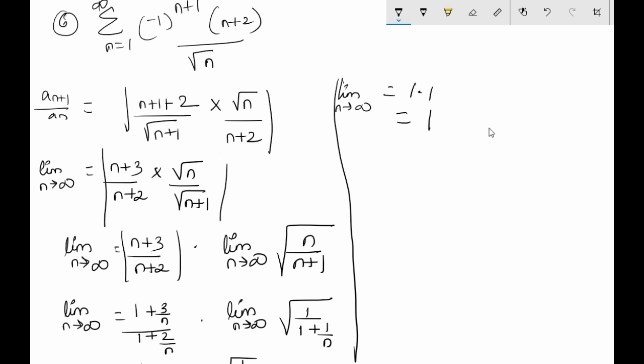So we know that when the finite value L is equal to 1, it is inconclusive, for we cannot say whether it is convergent or divergent.